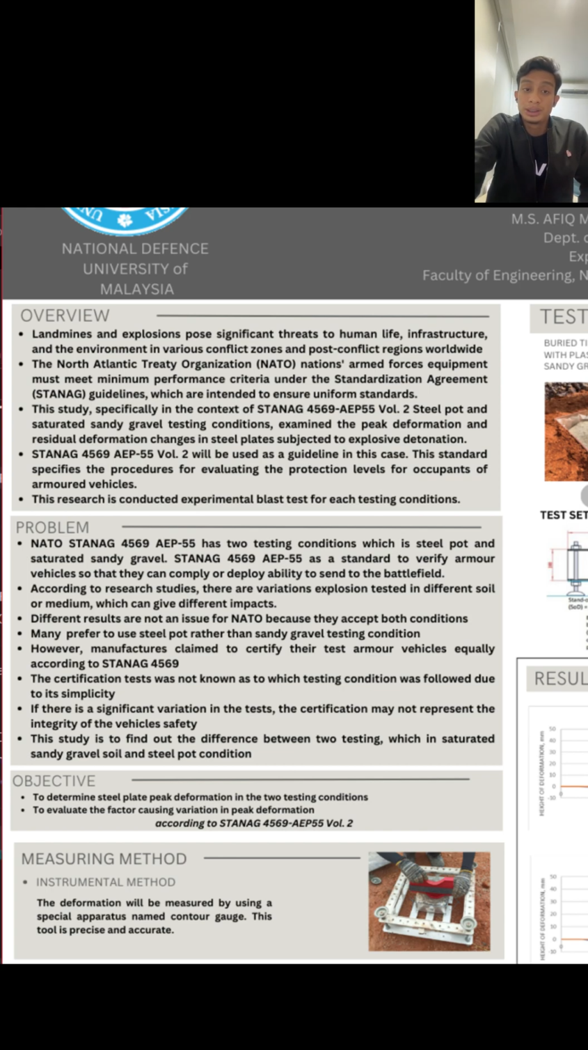How to use it is, after the blasting, the steel plate needs to be loosened and unbolted. Then use a contour gauge and put it on the surface of the steel plate. Next, put it on the paper and sketch along the lines of the tool. This step must be repeated for the other results, for the residual results. Then we move to the test apparatus design.